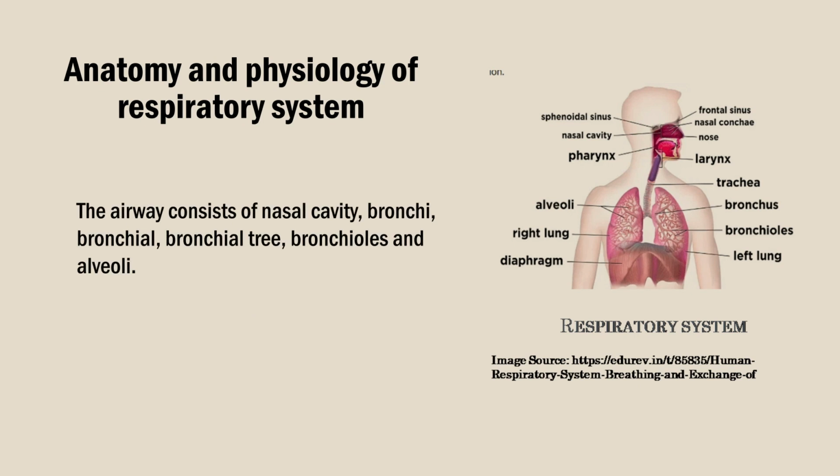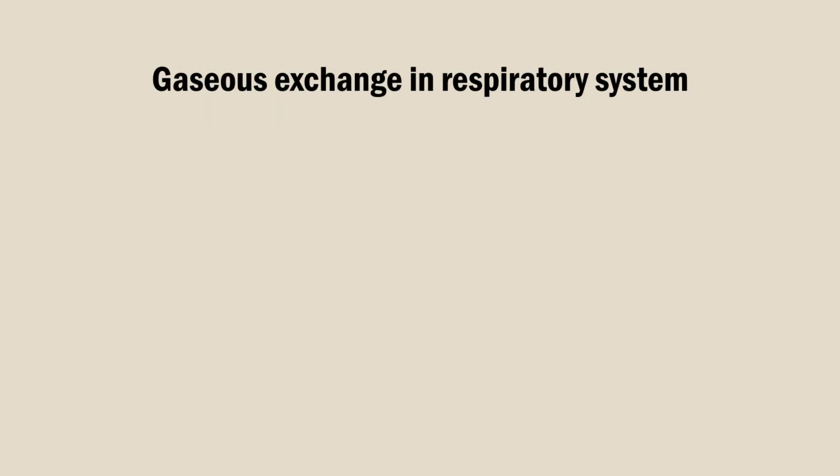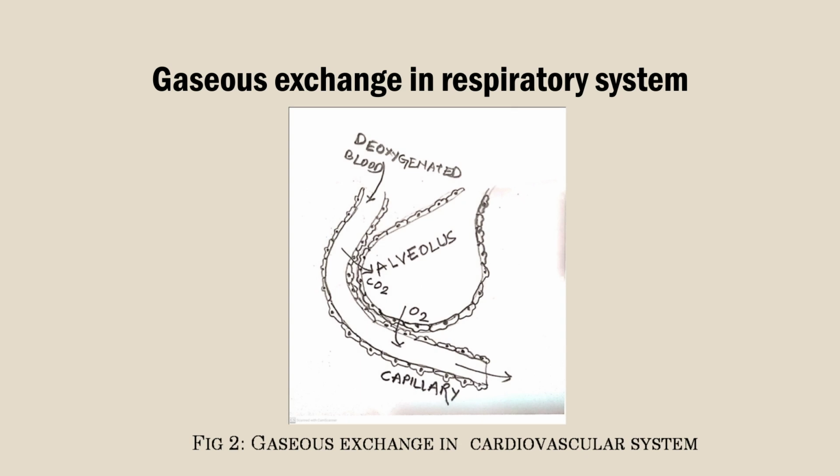The airway consists of the nasal cavity, bronchi, bronchial tree, bronchioles, and alveoli. The intercostal muscles contract between the ribs, creating negative pressure and allowing the lungs to expand, thus air rushes inside the lungs through the airways. The alveoli are associated with capillaries which contain deoxygenated blood coming from the pulmonary arteries. The alveoli and capillary walls are so thin that they allow diffusion of gases, carbon dioxide and oxygen, in and out of the alveoli.